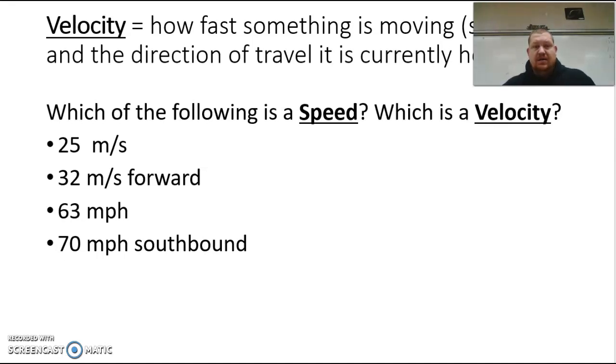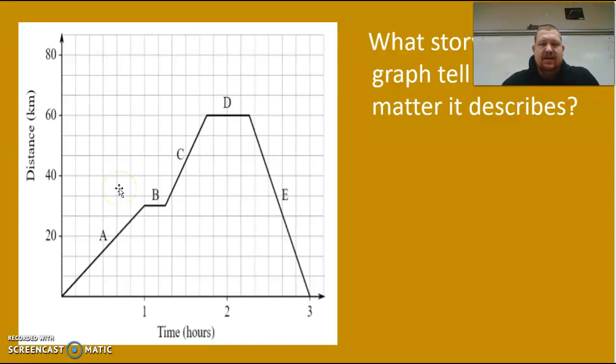Coach Hyde, going over speed and motion. So we looked the other day at motion graphs, things that kind of look like this, right? So trying to understand what this is, specifically solving for velocity and then solving for acceleration.